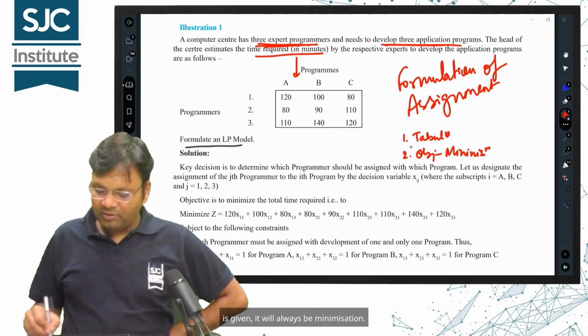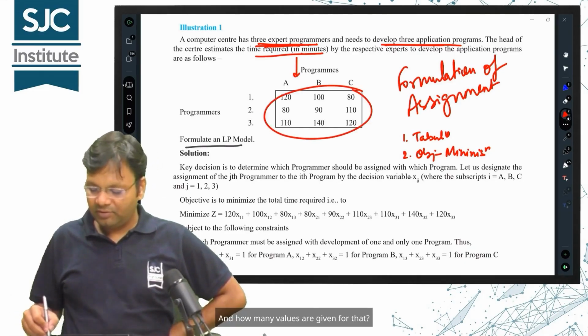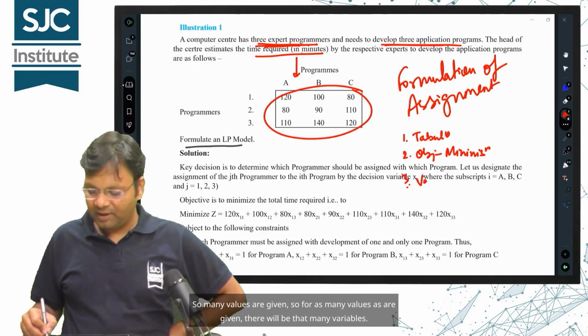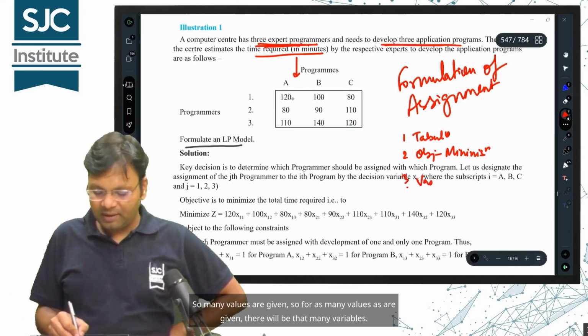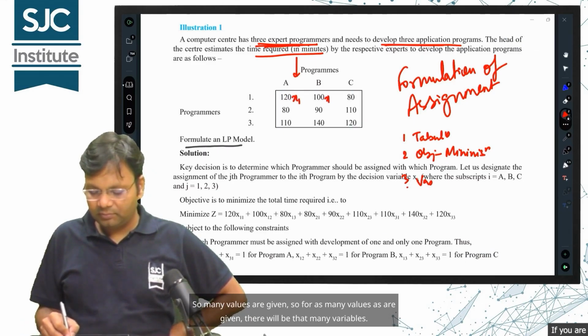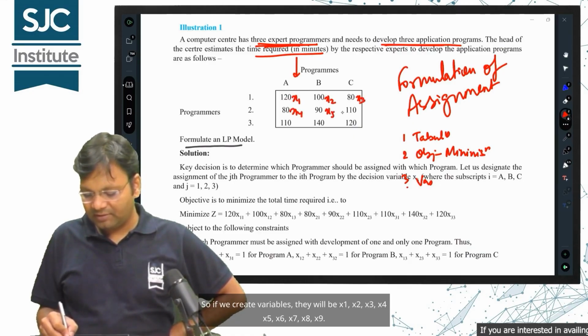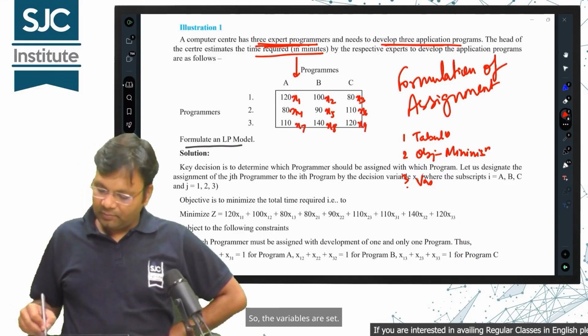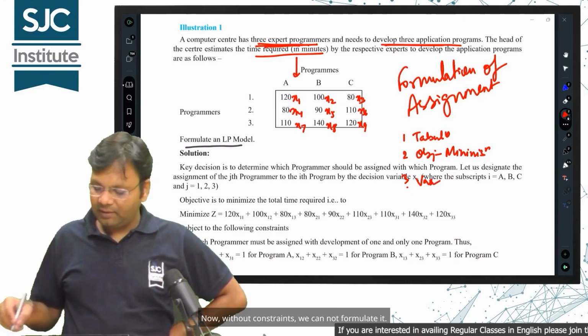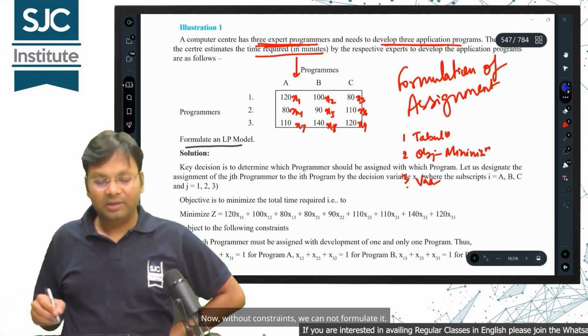And how many values are given for that? So many values are given. So for as many values as are given, there will be that many variables. So if we create variables, they will be x1, x2, x3, x4, x5, x6, x7, x8, x9. Alright, so the variables are set. Now, without constraints, we cannot formulate it.